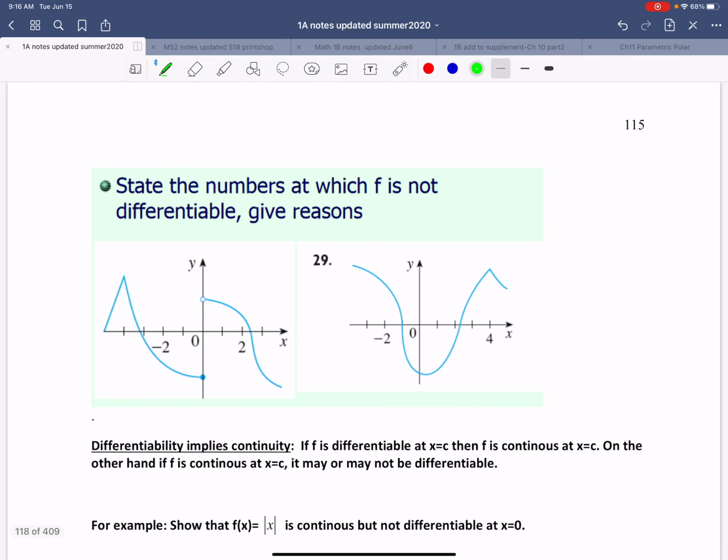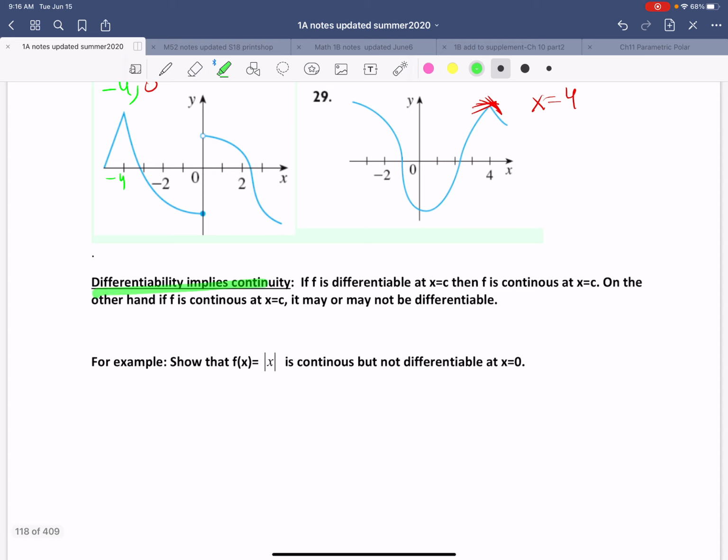Let's see, state the numbers at which f is not differentiable and give reasons. So here, at which points is the function not differentiable? Looks like the function is not differentiable at -4, and the function is not differentiable at 0. Because at -4, there's a sharp corner, and at 0, there's a discontinuity. The function is not continuous. The next one looks like at x equals 4, the function is not going to be differentiable because of the sharp corner. Again, we don't know which tangent line to use for the sharp corners.